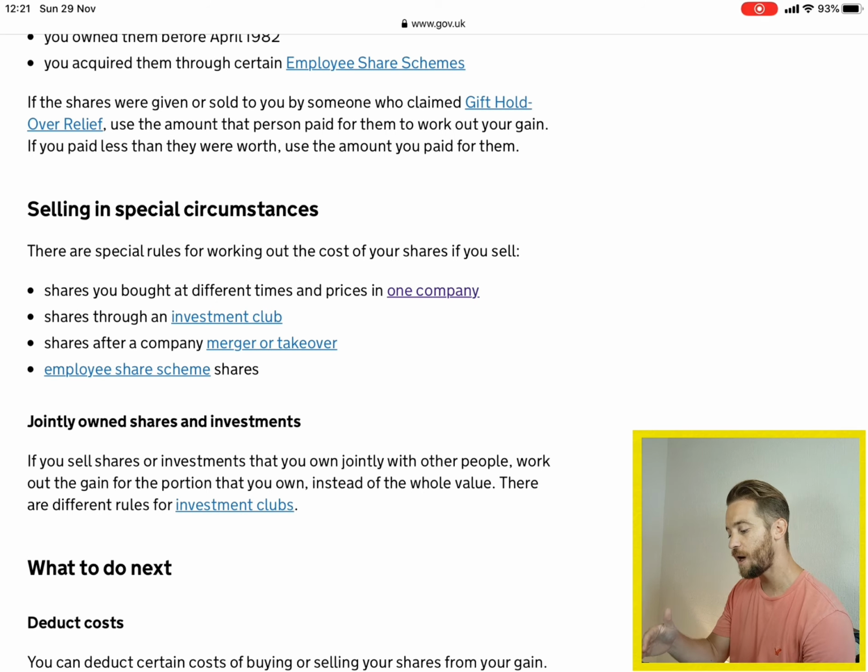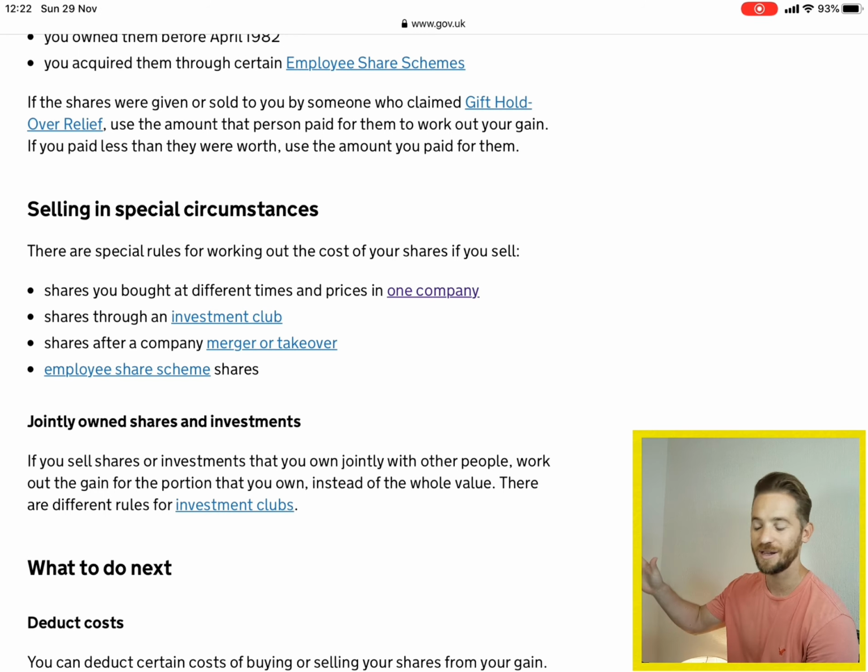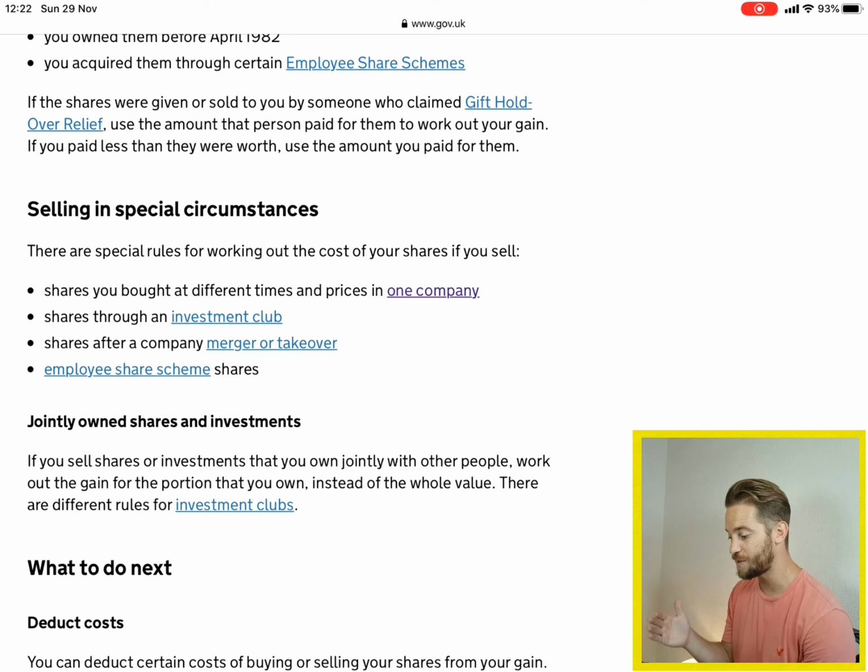So it's the top line there. Ignore the other three. They're probably not going to be relevant to 99.9% of people out there. But the top line is going to be relevant to almost everyone that's investing. Shares you bought at different times and prices in one company.